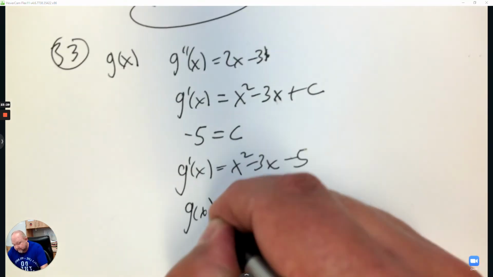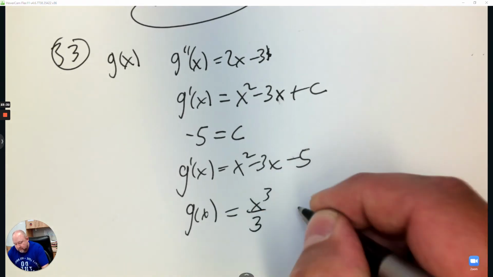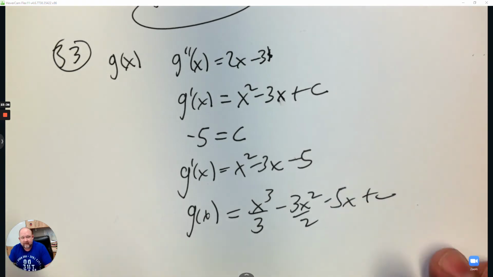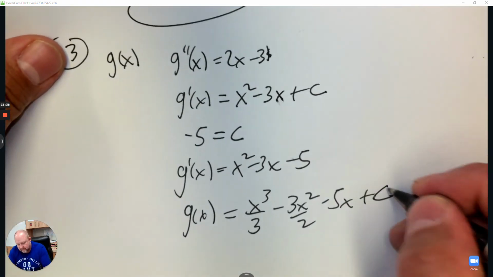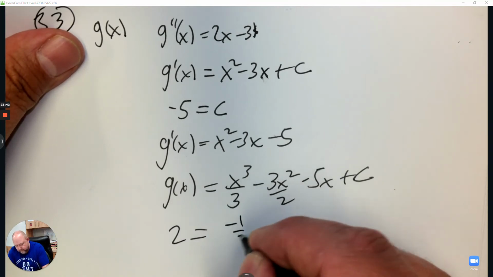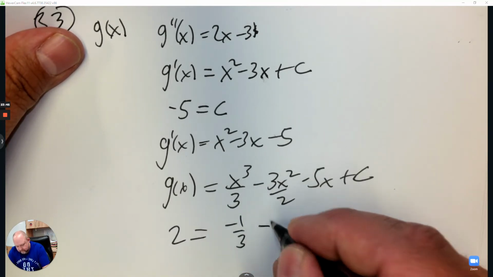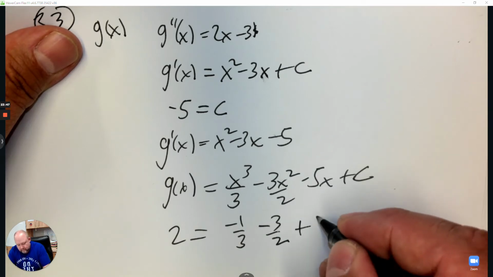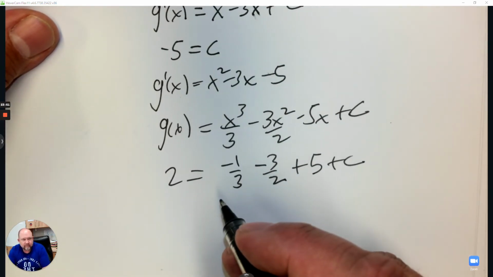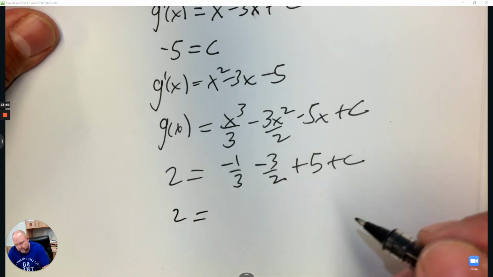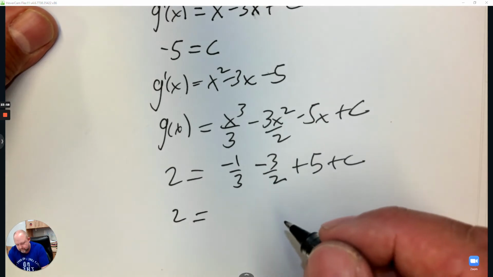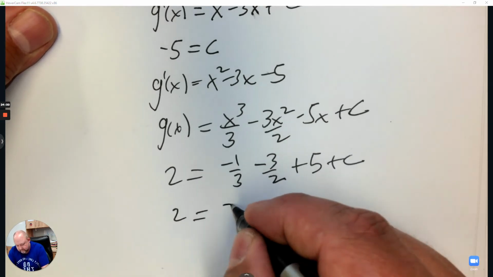Integrate again. Add 1 to the exponent and divide. Make sure it's plus c at the end. This time, they give you -1 and 2. So plug in -1. And then we're going to solve it. So we're going to get common denominators and then solve for c.